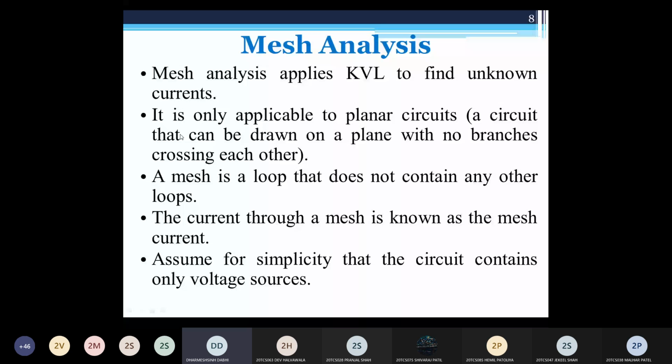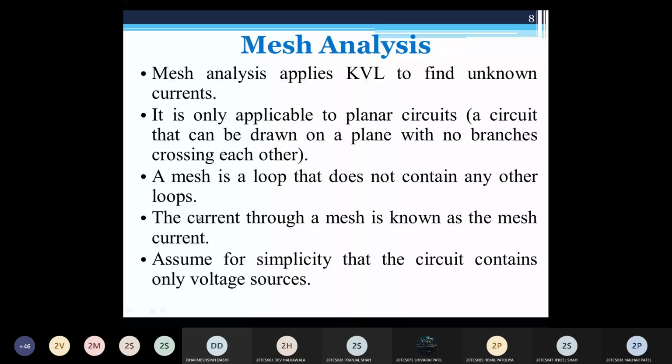Planar circuit means that there are no branches crossing each other. So that is called a planar circuit. And as we know, a mesh is a loop that does not contain any other loop. So during the mesh analysis, you first identify the number of meshes, and then apply the KVL for each mesh, make the equations, and then solve them. The current flowing into this mesh is called a mesh current.